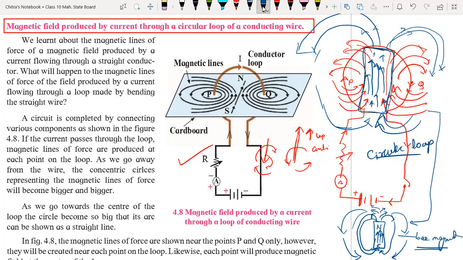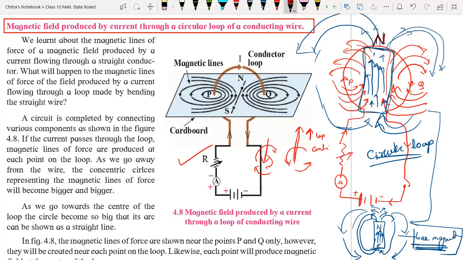Circular loop. Okay, and here we have the bar magnet. So here we can conclude that the magnetic force produced by the circular loop is similar to the magnetic field produced by the bar magnet. When the magnetic lines of force emerge from a particular region, we represent that with the north pole.